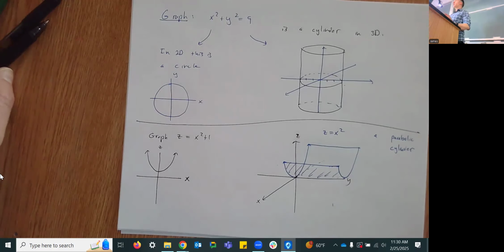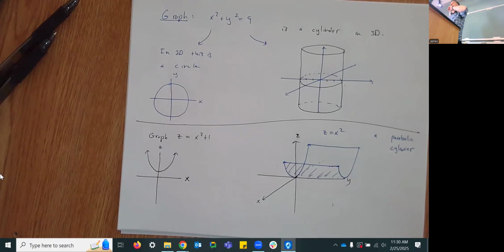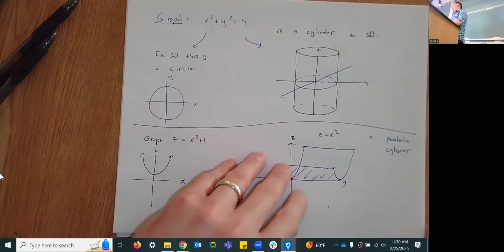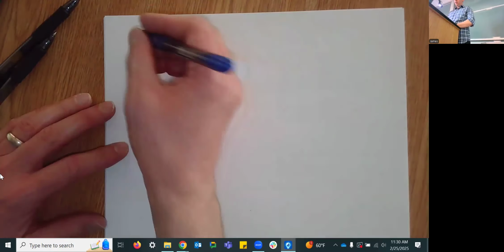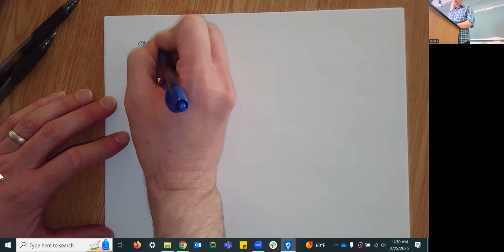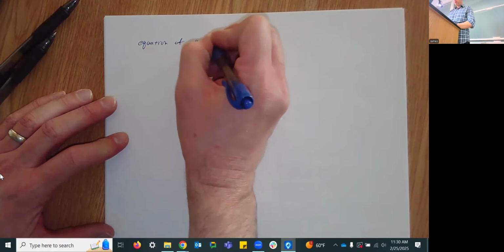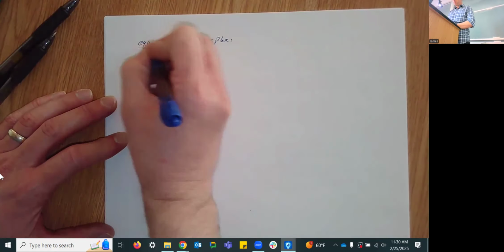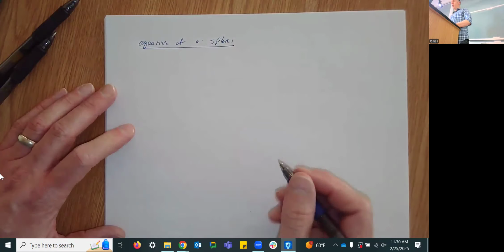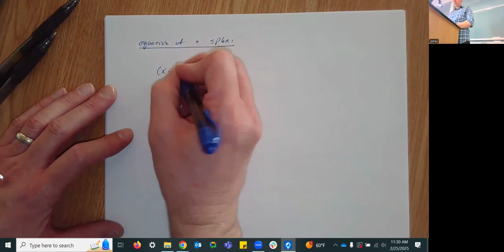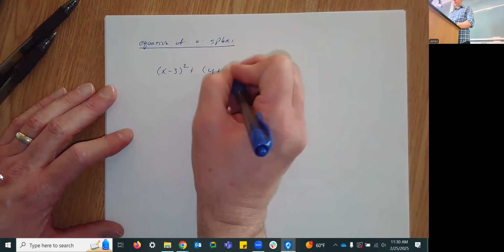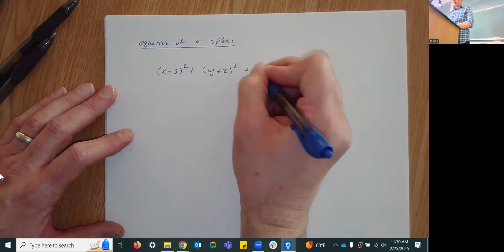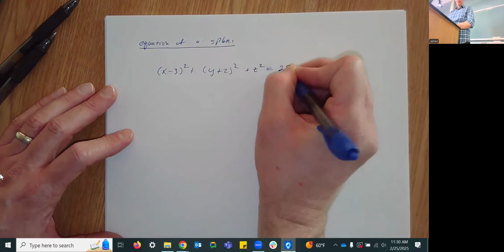All right. The last thing I want to talk about, 3D graphing wise, is just spheres. And really, I don't so much care about graphing them, because I think all of us can draw a circle somewhat decently, but the equation of a sphere. So here's an equation of a sphere: (x minus 3) squared plus (y plus 2) squared plus z squared equals 25.